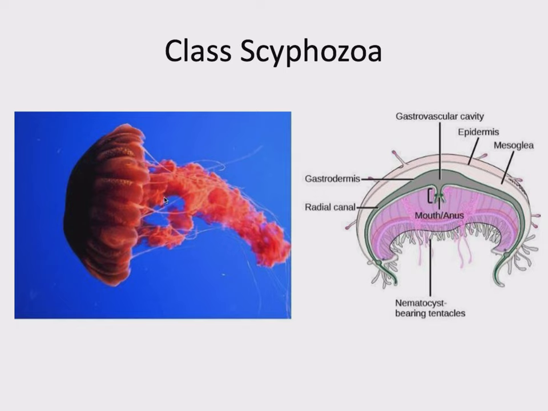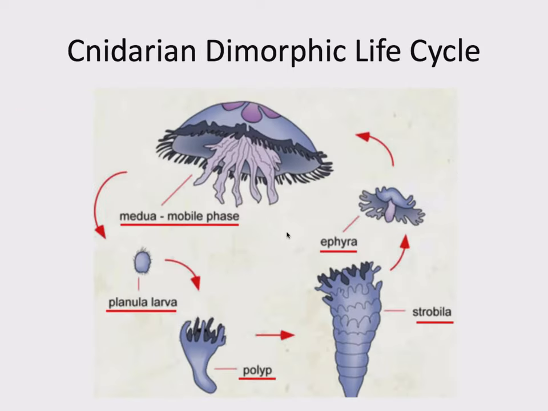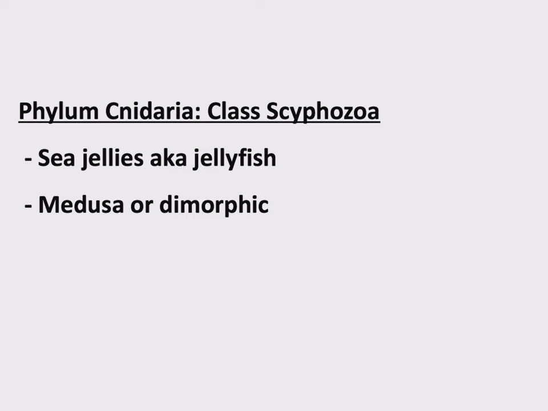Here's a sea jelly. We typically think of them as having the medusa body plan, but as I just said, some of them go back and forth and are dimorphic. I don't have anything else to say about Scyphozoa. You should just associate Scyphozoa with sea jellies. They can have the medusa form or be dimorphic.